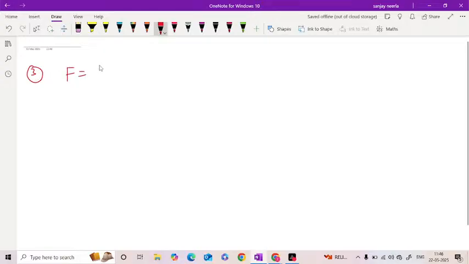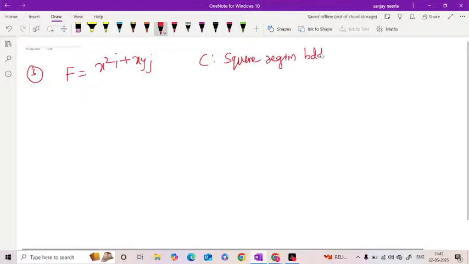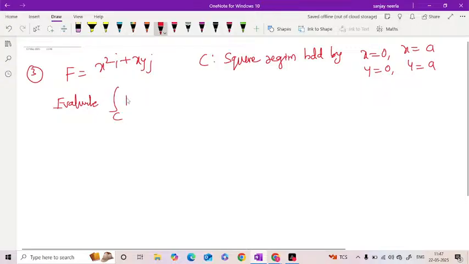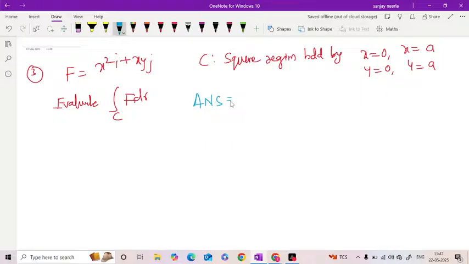Now f is equal to x square i plus xy j, and c is the square region bounded by x is equal to 0 and x is equal to a, y is equal to 0 and y is equal to a. Evaluate the line integral over c of f dot dr. The answer is a cube by 2. And the next problem, Stokes-Green's theorem.